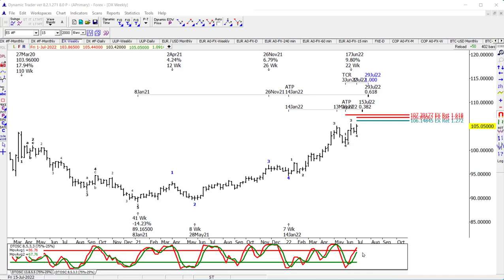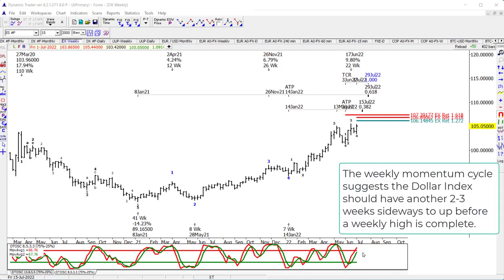So let's look at the immediate position. Here is our DT oscillator on the weekly data, pretty reliable. If it gets into the overbought zone, it's certainly a warning that a weekly high is very near. Only the fast line is overbought as of this week. So this is indicating that more than likely the dollar index has at least another week or two of sideways to up, and up to 3 or 4 weeks, before a weekly high is made.